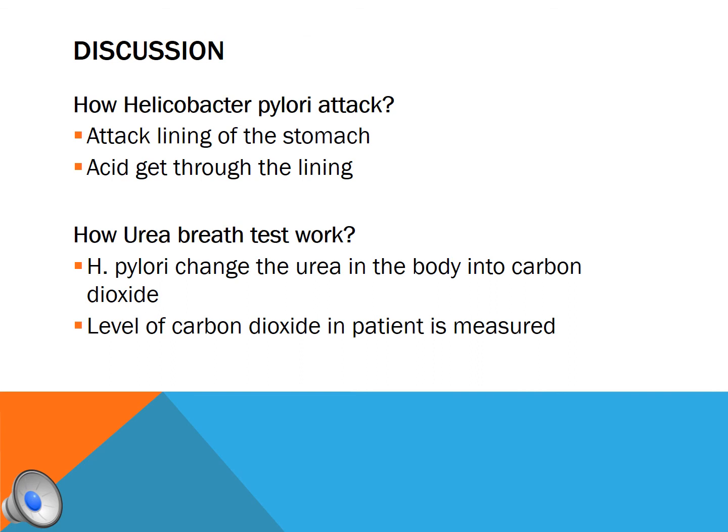For discussion, how does Helicobacter pylori attack? First, the bacteria will attack the lining of the stomach, and after that, the stomach acid will get through the lining and make it worse. And for the second discussion, how does the urea breath test work? As I explained before, the H. pylori will change the urea in the body into carbon dioxide, and after that, the carbon dioxide in the patient will be measured.